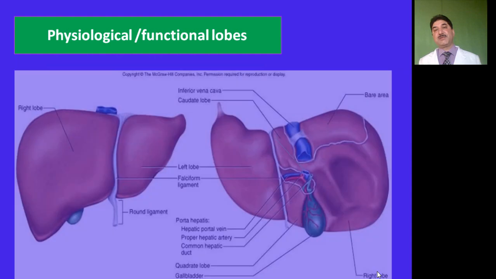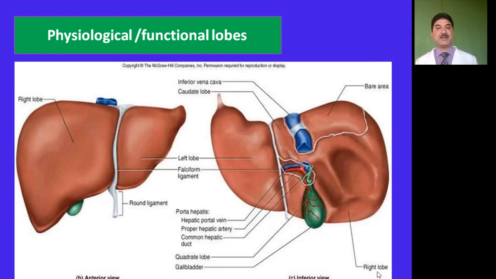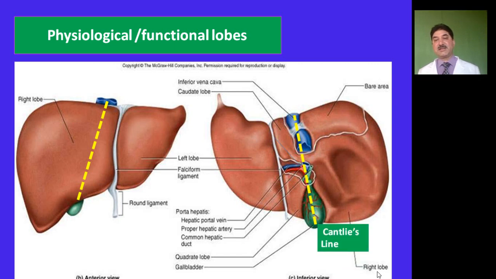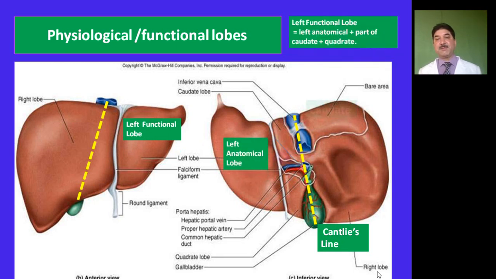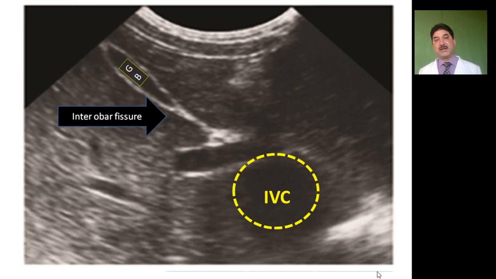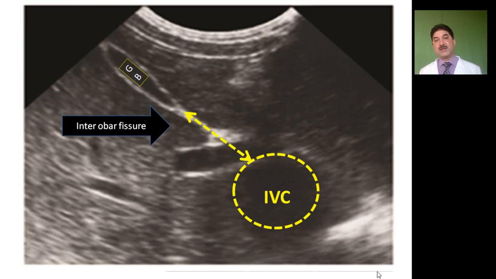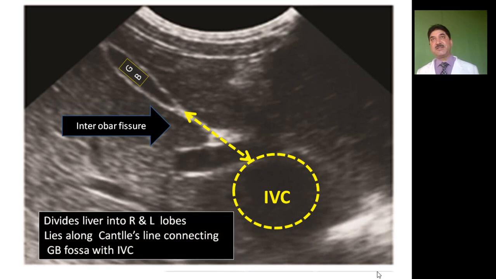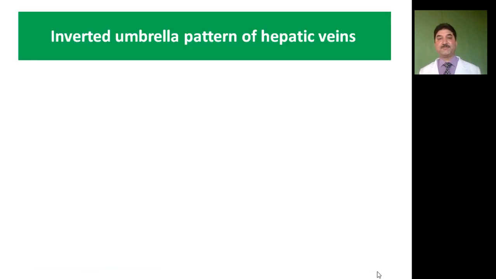What are the functional lobes of the liver? On the surface, we can see right and left lobes of the liver separated by the falciform ligament. If we draw a line from the gallbladder fossa to the inferior vena cava, what we call Cantlie's line, it divides the liver into left and right functional or physiological lobes. These lobes can be picked up by ultrasound. In this section, this is the gallbladder fossa, this is the inferior vena cava, and the line connecting the two is the interlobar fissure, which divides the liver into right and left lobes.